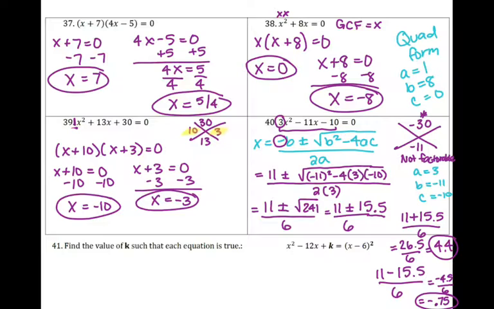All right, 41. Find the value of k such that each equation is true. So this value of k comes from completing the square. So essentially what this question is asking for is whatever value this blank would be to give you this perfect square trinomial, which when you factor is x minus 6 squared. So you're completing the square. So I'm going to make a little note, completing the square.